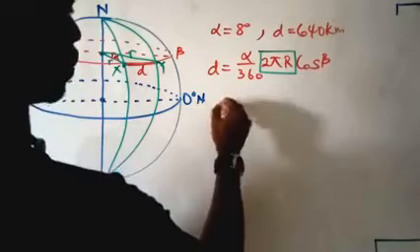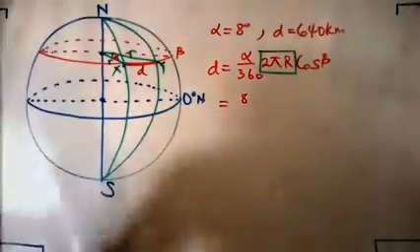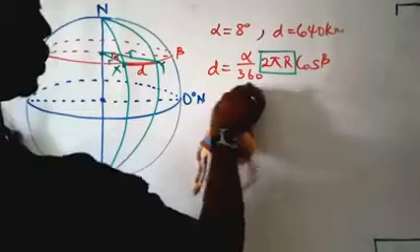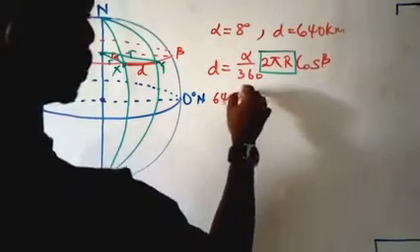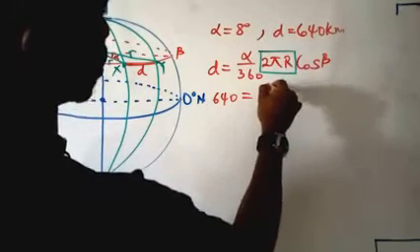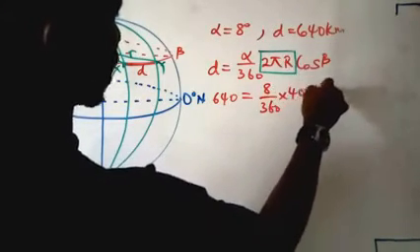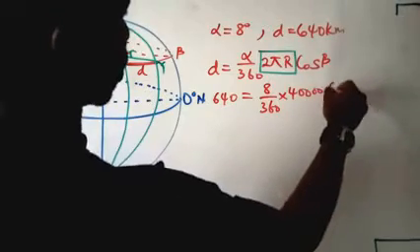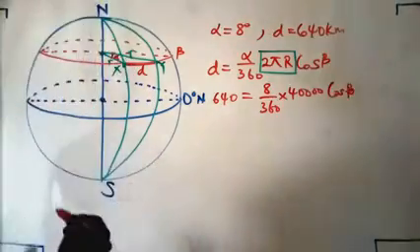So we're going to have 8. Sorry, let me start with the distance, make it easier. We're going to have 640, which is equal to 8 over 360 times 40,000, then cos beta. You can see that is now the only unknown.